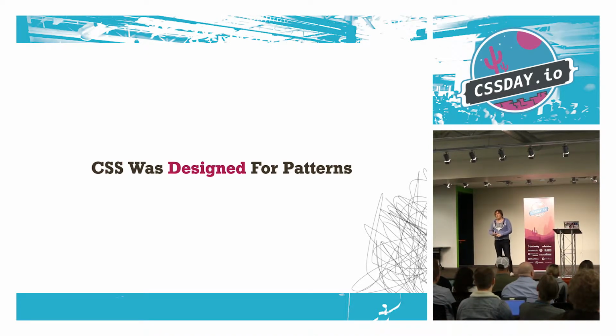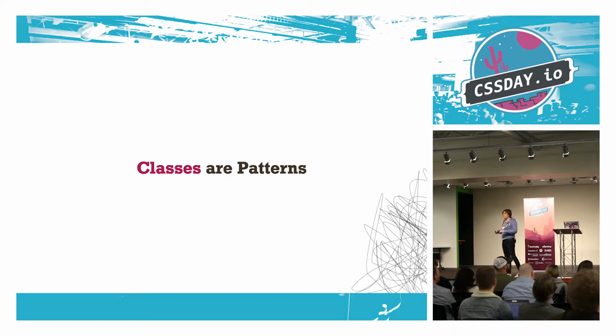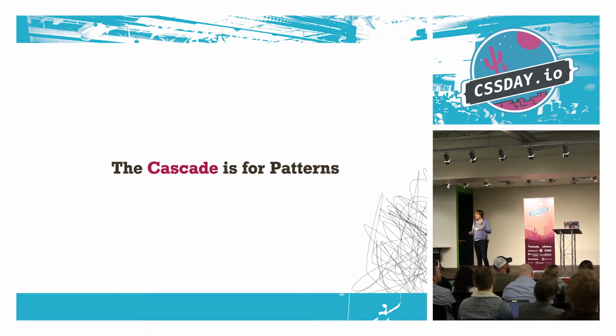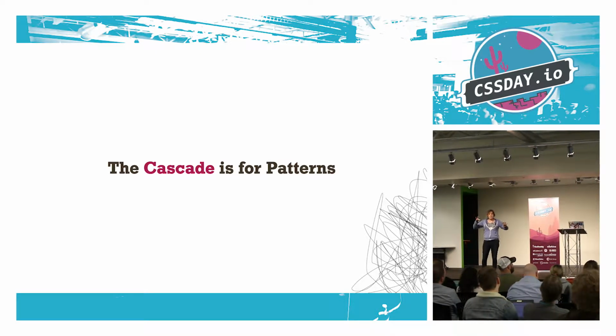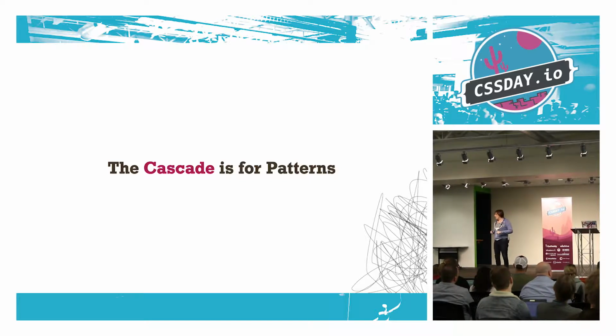CSS was designed for this. We had a problem where we couldn't create patterns. So when people complain about the global scope, sorry, Adam, that's what makes it work. That's what gives us the ability to make a pattern. Without that global scope, we can't make the pattern. And then also we do have scoping. Things only inherit down. So that's scope. But CSS was made for that. Classes are for patterns. That's why classes exist. That's how we use them. The cascade is for patterns. It's all about how we reuse patterns in different places.